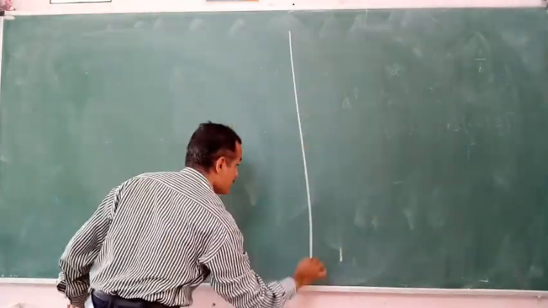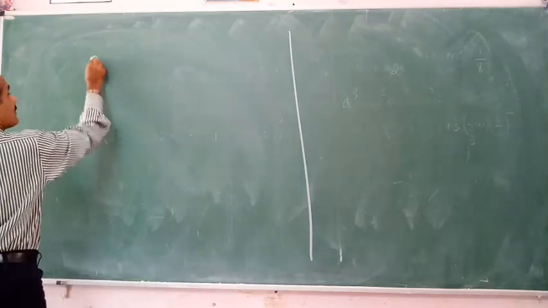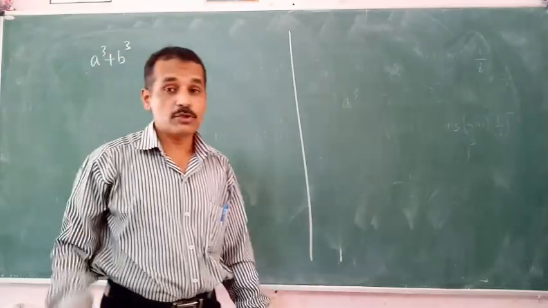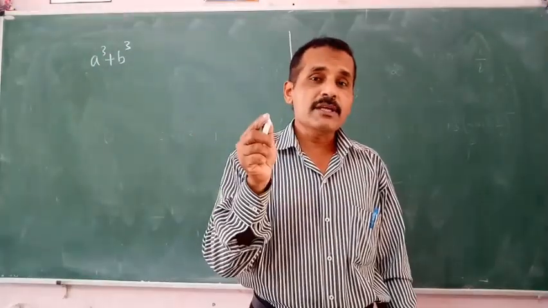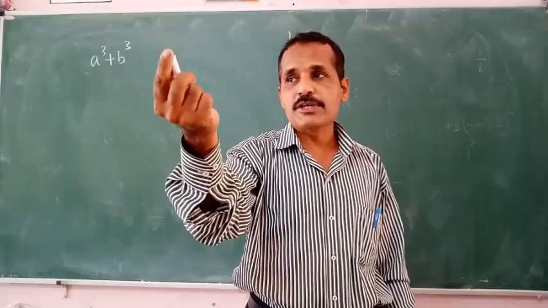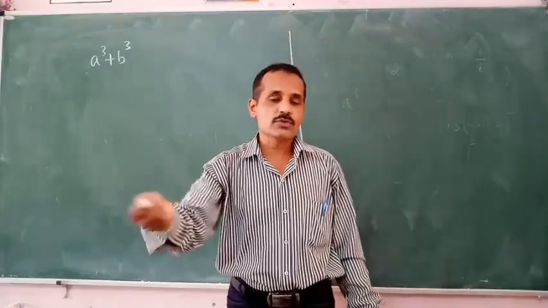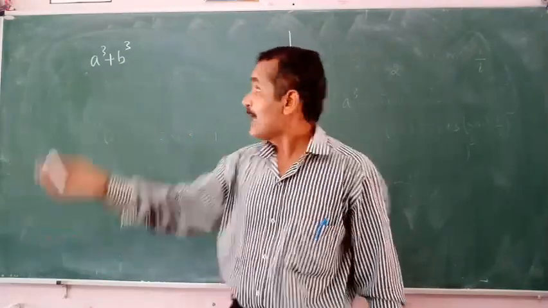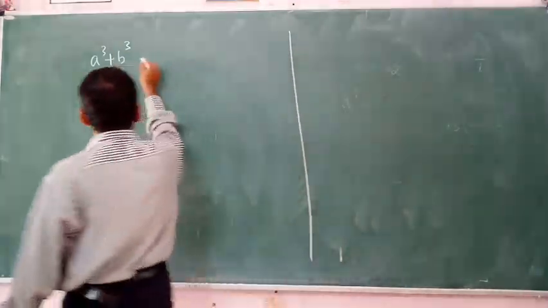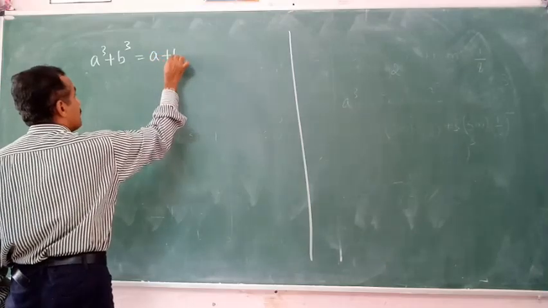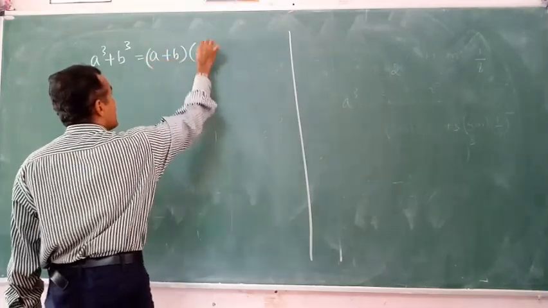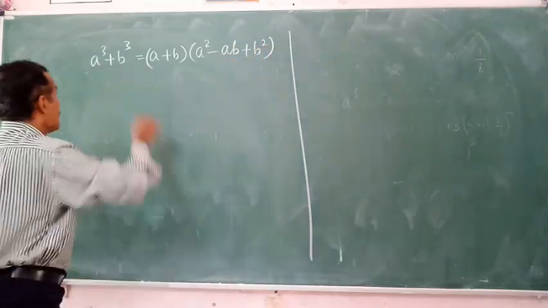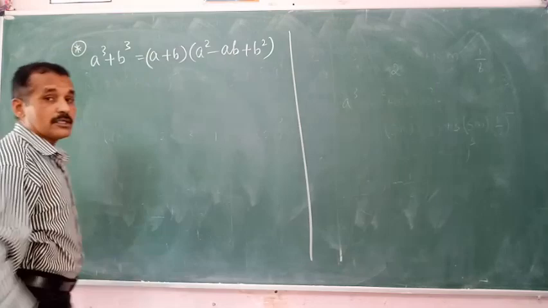The first one is a cube plus b cube. Listen here students, you have studied a plus b the whole cube is equals to a cube plus 3a square b plus 3ab square plus b cube. Now we are going to learn a cube plus b cube is equals to a plus b into a square minus ab plus b square. A very, very new formula for you, not learned earlier.